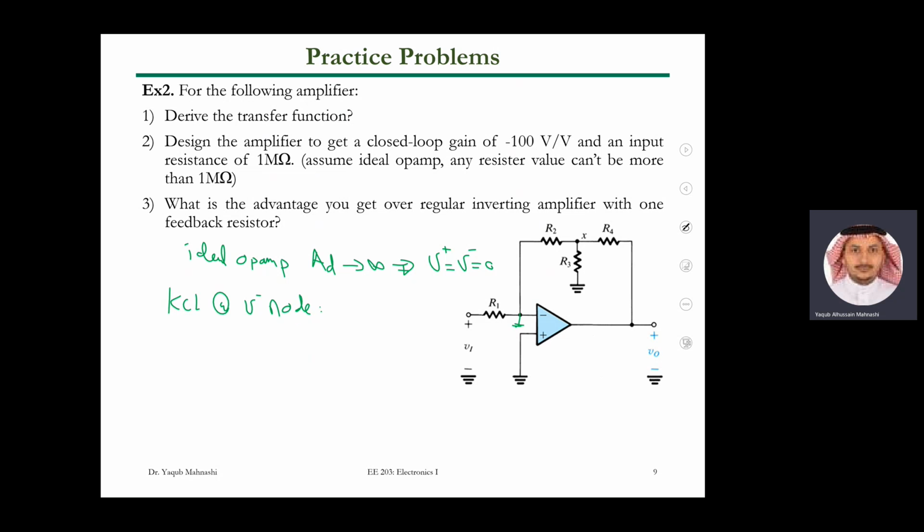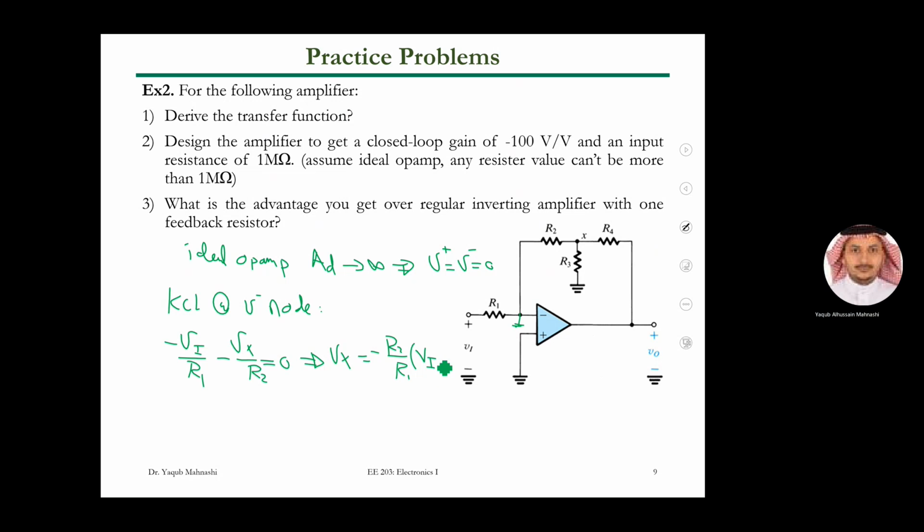So you have minus Vi over R1. I don't want to write 0. It should be obvious, 0 minus, right? 0 minus Vi. And then also you do have 0 minus Vx over R2 equals 0. Okay, so what is Vx in terms of Vi? It can be R2 over R1 multiplied by Vi.